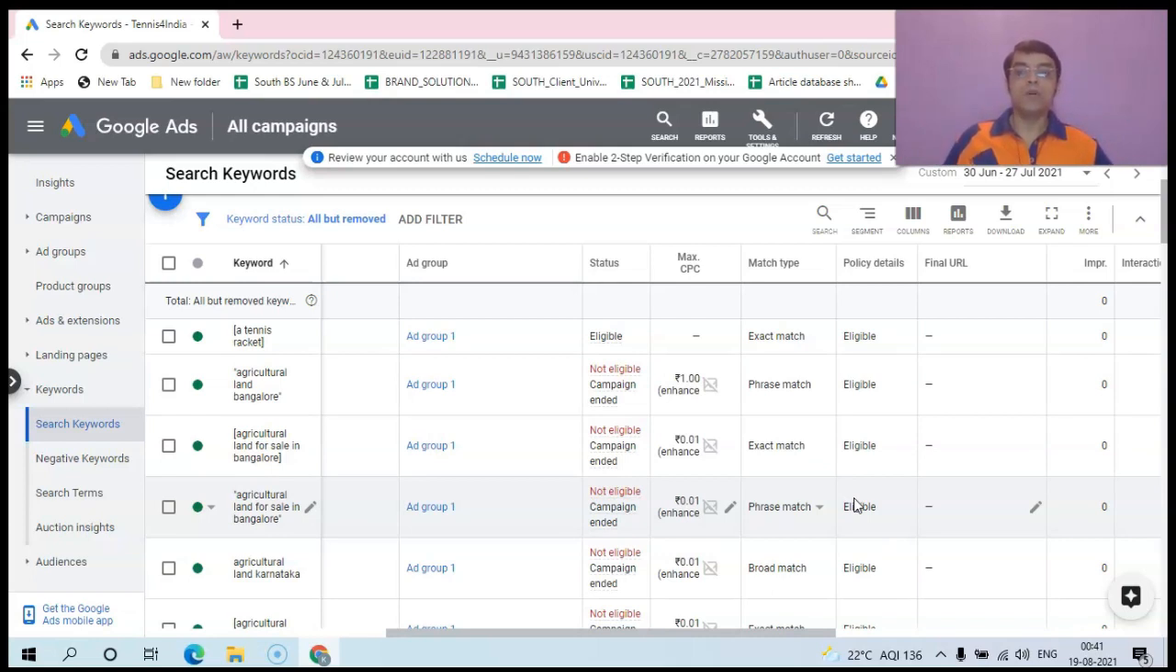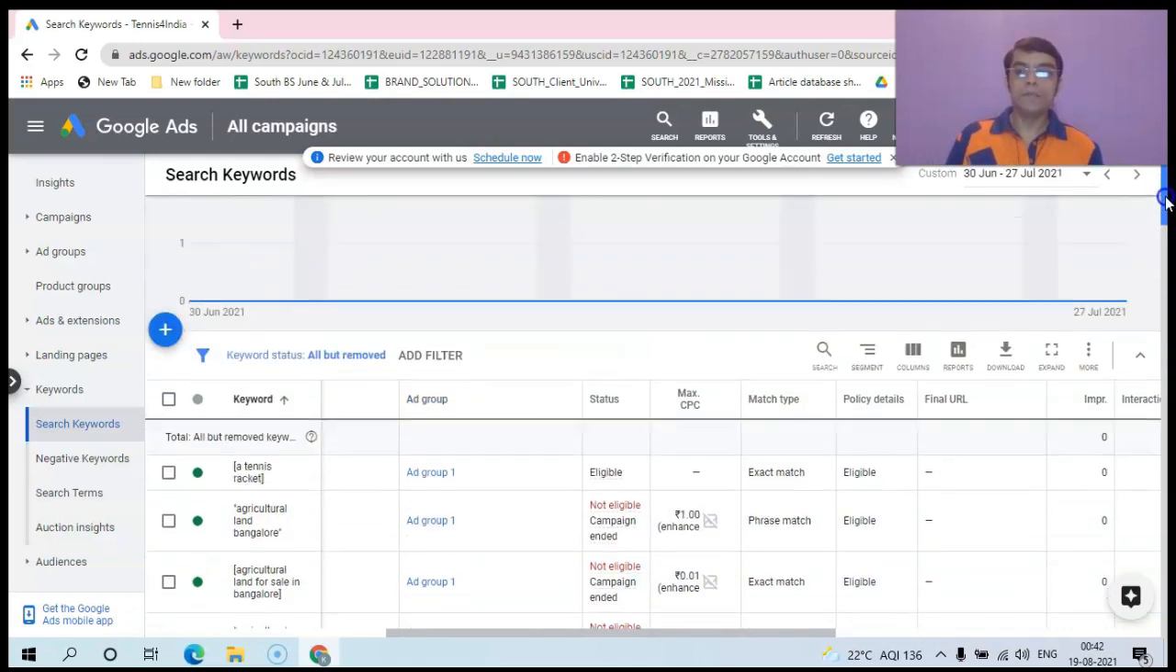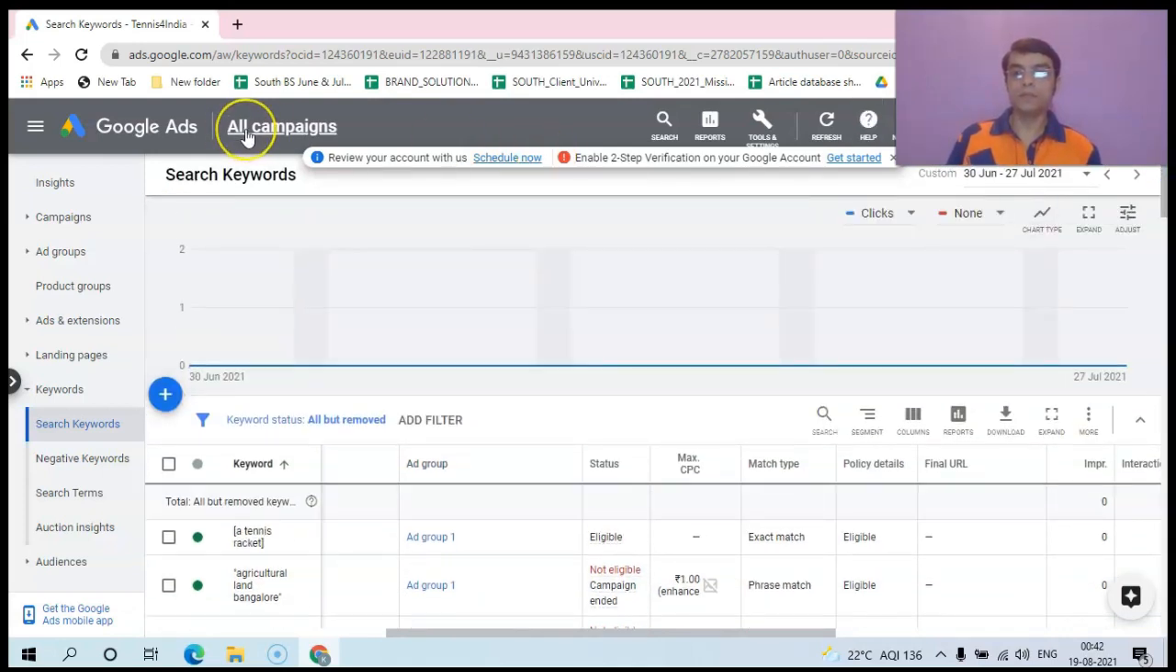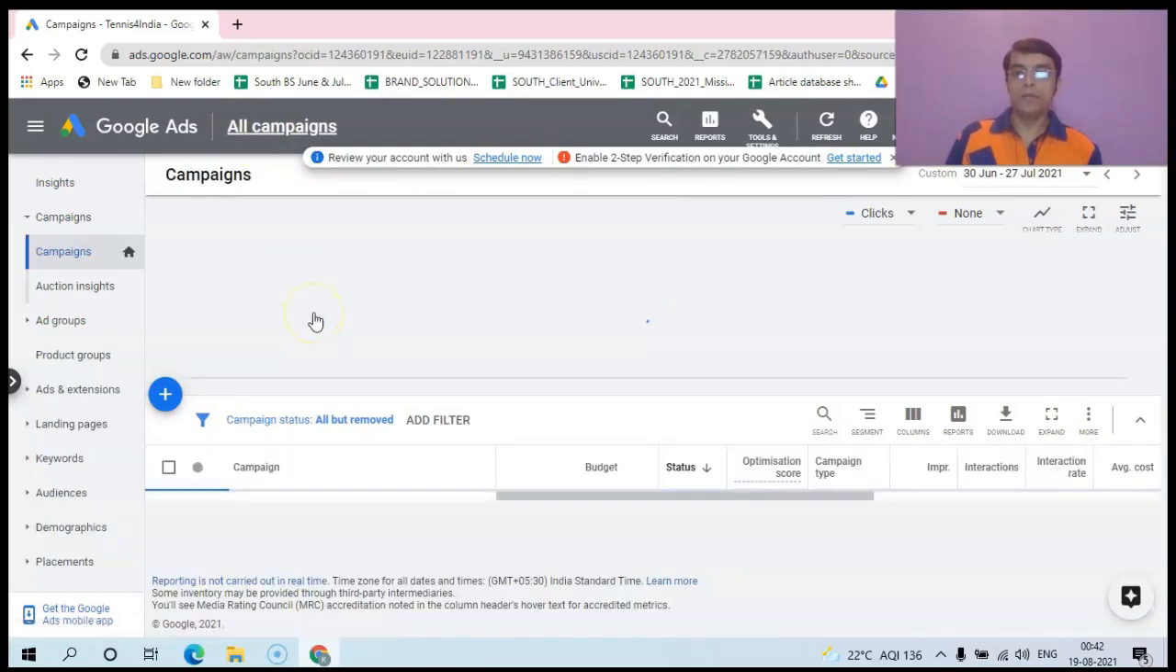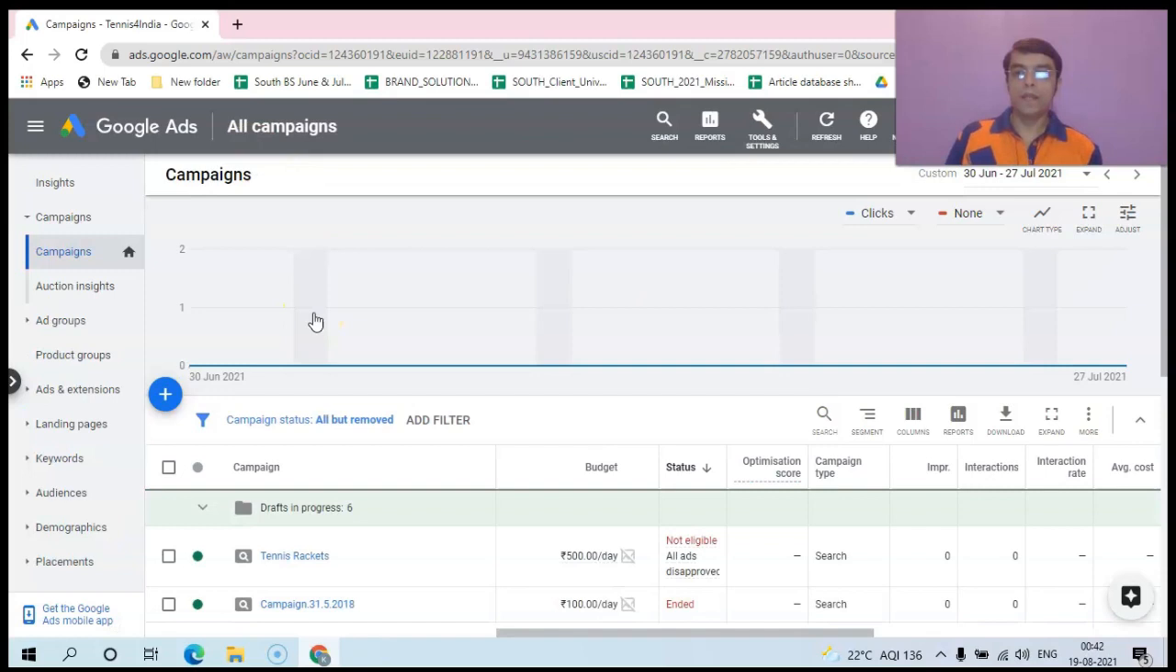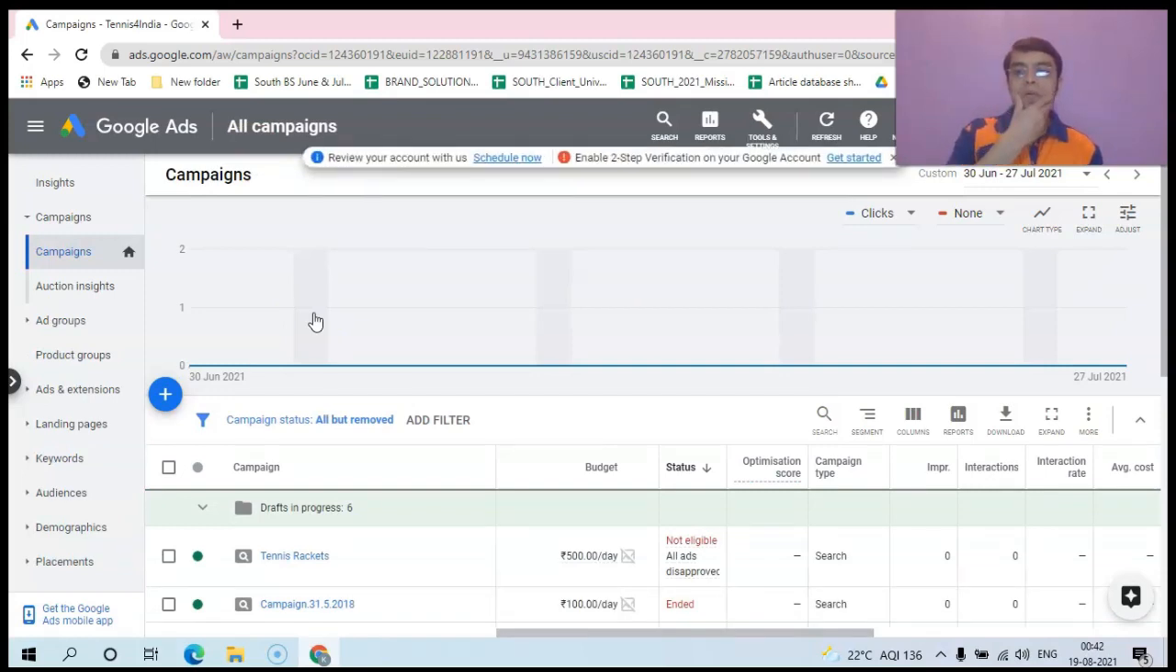So that's how you have to keep track when you're doing manual CPC. It's very important that you keep track of how your keywords are performing, and according to that, you control the kind of bidding you're doing for each of the keywords. So that's very important. That's about the different types of bids.